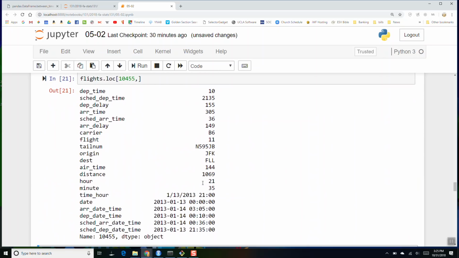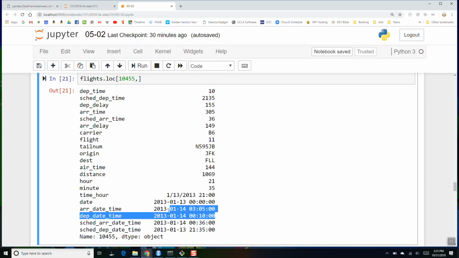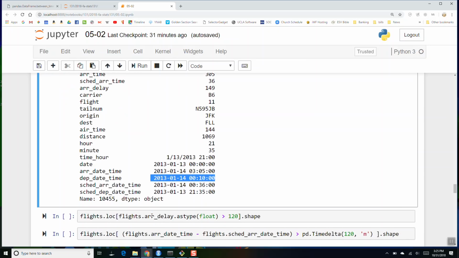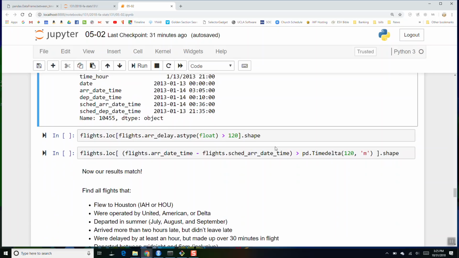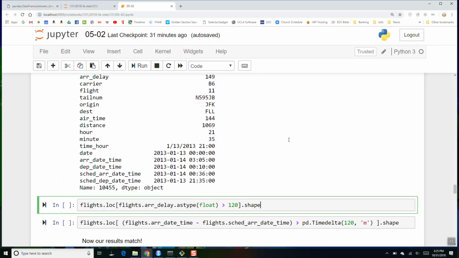And then also this one, which had the issue with the missing leading zeros, shows up here, and we can see that the departure date was 10 in the morning. The scheduled time was 9:35, and then the actual departure was the following day at midnight, or 12:10 in the morning. So it seems to have cleaned up our issues.